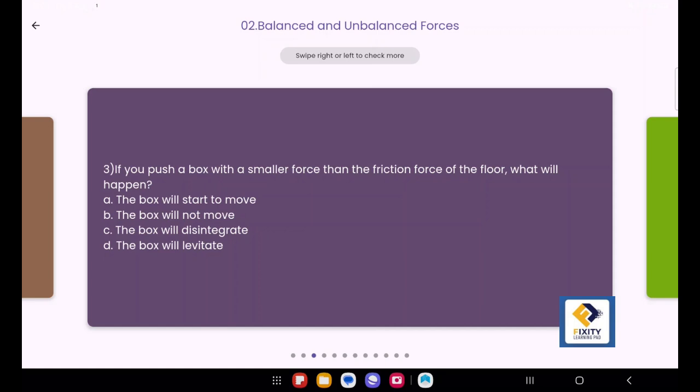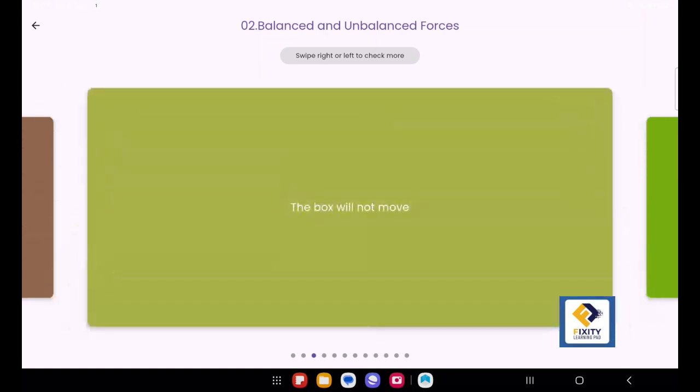Another very good question here. Listen very carefully. If you push a box with a smaller force than the friction force of the floor, what will happen? That means the question is telling us that the frictional force is greater than the force that you are applying. Will the box start to move, or will the box not move? The box will disintegrate, or the box will levitate? Very simple question, students. The box will not move.